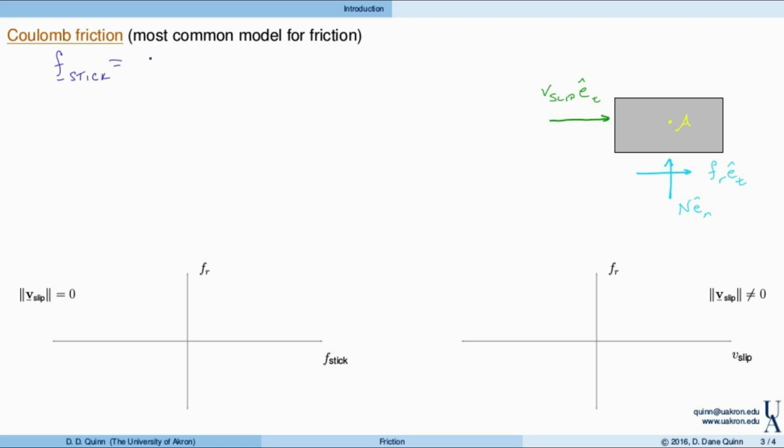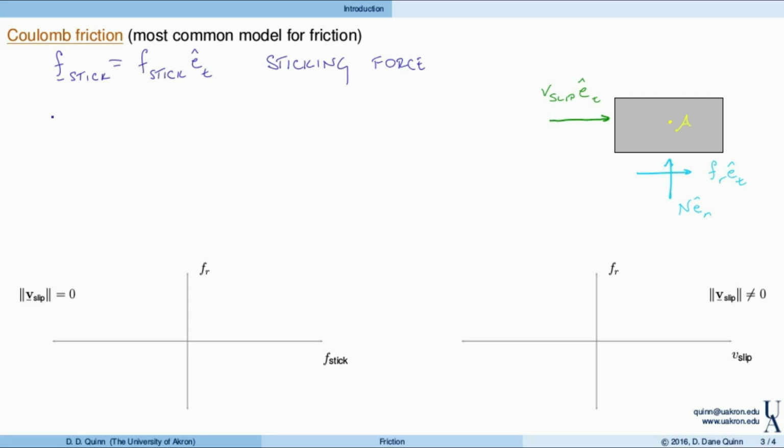So again, we'll say this is F stick in the ET direction. And so if the blocks were sticking, so there was no relative motion between block A and block B, then this would be the force between the two. And we'll use this to help us define the actual value of friction.